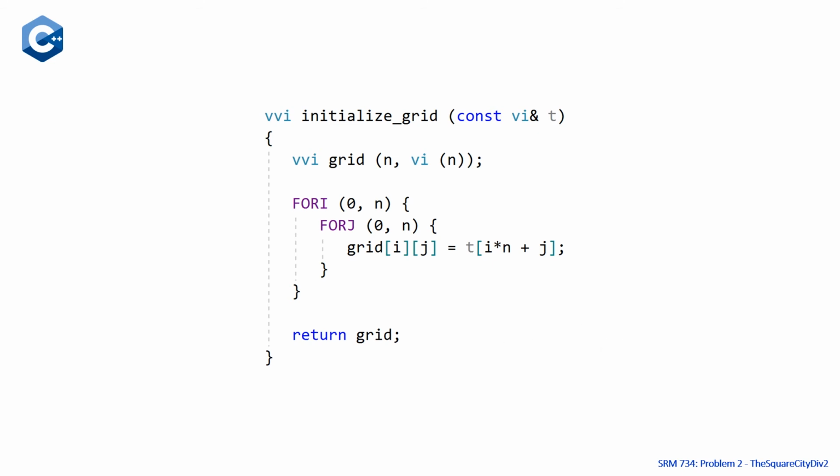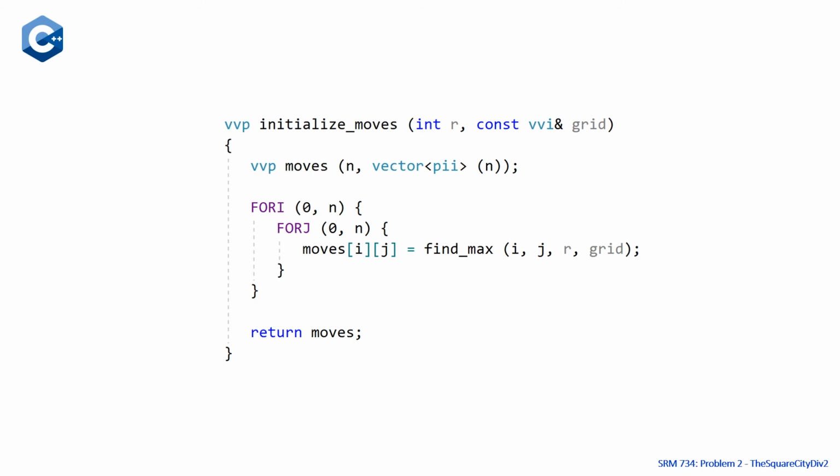So let's take a look at our next function. This is initialize move. Taking the grid that we just calculated, we're declaring a vector of pair of integers at the top here, and then we are calling the same nested for loop that we called before and setting each of these elements by just calling the simple find max function. So we're passing into it i, j, the starting coordinates that we're trying to find the element that we're going to move to, passing r and grid to it.